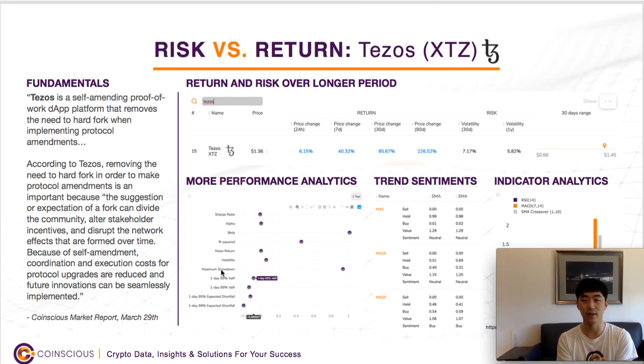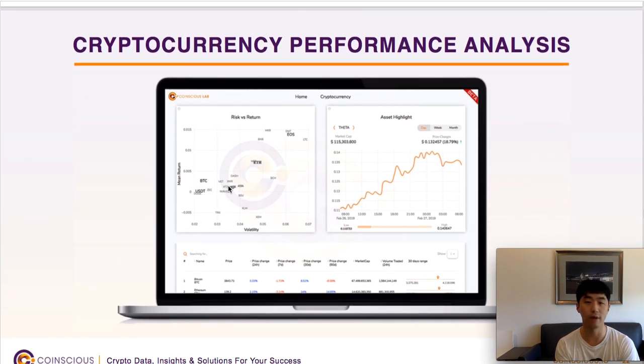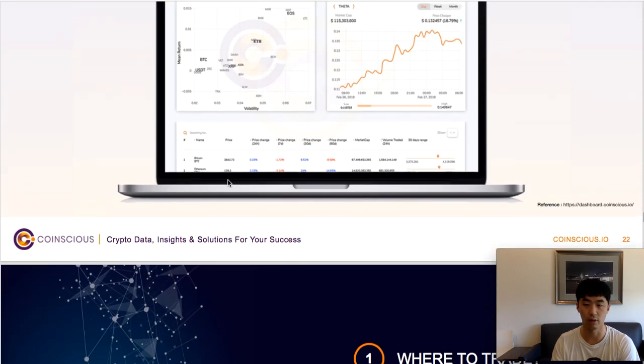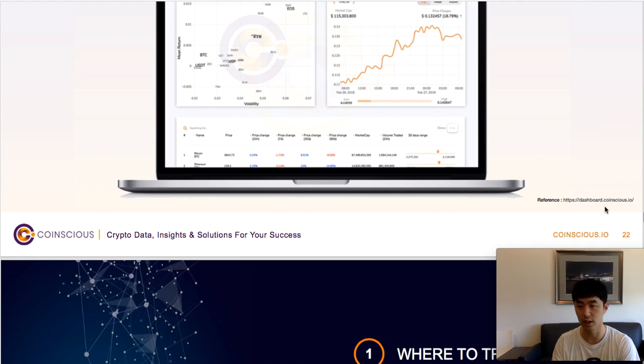So this is just one example of how I try to understand the performance of a coin, and I'm just using Tezos as an example, through our Coinscious dashboard. Note that all this information is publicly available through our Coinscious dashboard. It's freely accessible, and you can just log in and look for our dashboard. It's at dashboard.coinscious.io.